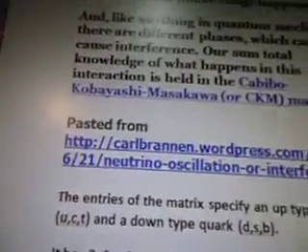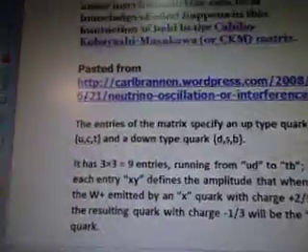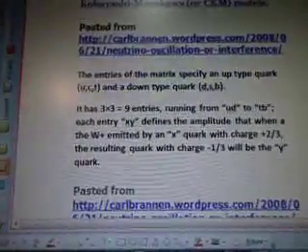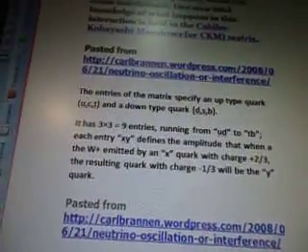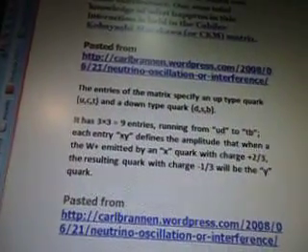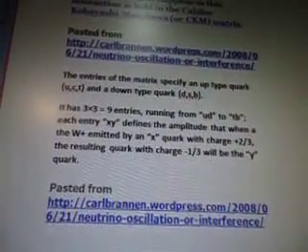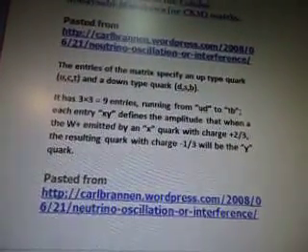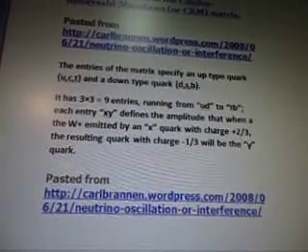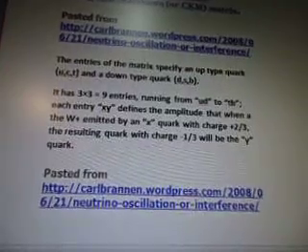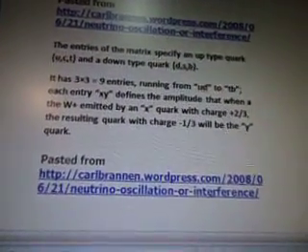Again, that's carlbrannan.wordpress.com. I'm quoting what he's posted about neutrino oscillation or interference. Okay, so the entries of the matrix specify an up type quark, U, C, T, and a down type quark, D, S, B. It has 3 times 3 equals 9 entries running from UD to TB. Each entry XY defines the amplitude that when a W plus is emitted by an X quark with charge plus 2/3, the resulting quark with minus 1/3 will be the Y quark.